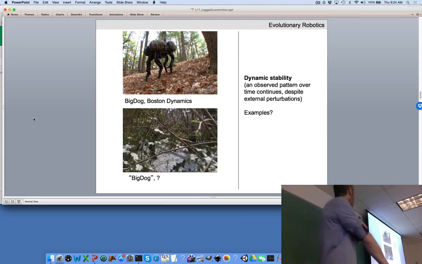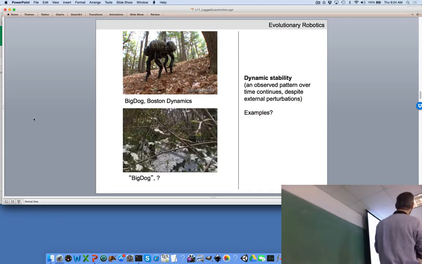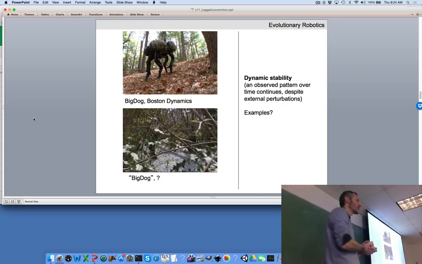Okay, so that's animals. Let's switch now to robots. I think everyone has seen the Big Dog robot. This was a big advance made in the field a few years ago. This is a very dynamically stable robot.